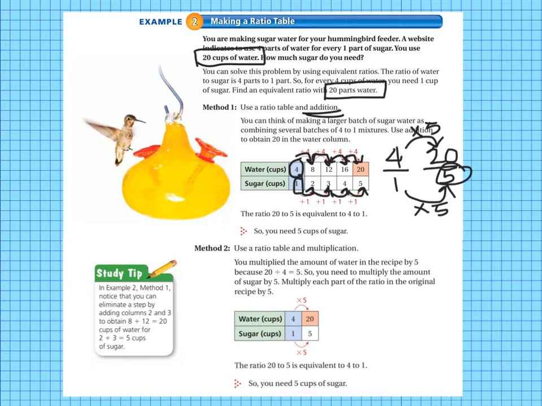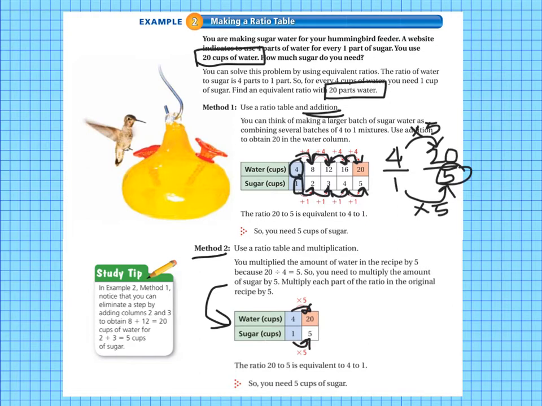And that is what they show you in method 2. Use a ratio table and multiplication. So you multiplied the amount of water in the recipe by 5. So 4 cups of water, 1 cup of sugar, they multiplied by 5, multiplied by 5. So this is showing you why the addition works.